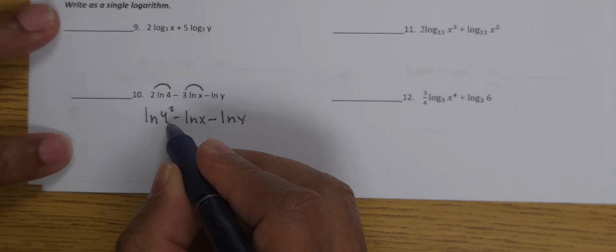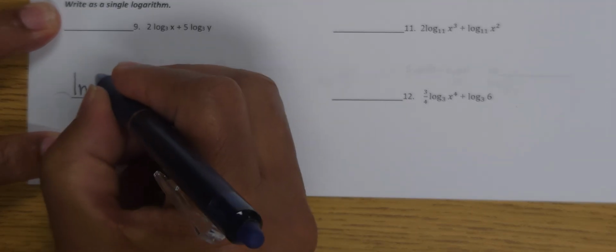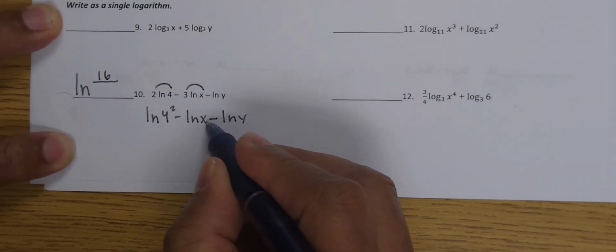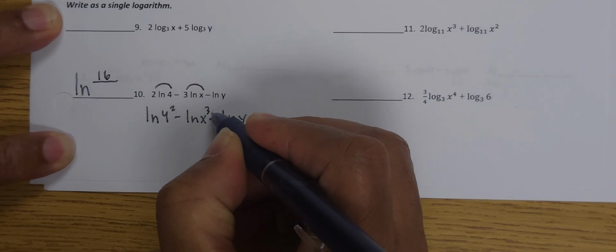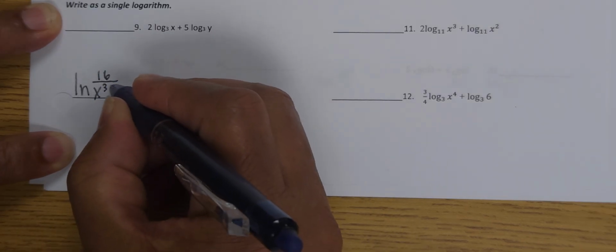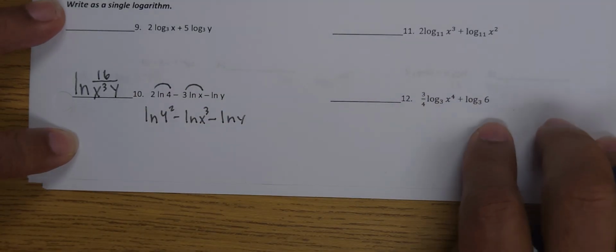Now we know that 4 squared is 16, so I'm going to condense to a single log, or natural log. So then the 16 goes in the numerator, and then the x to the third, which I forgot to apply here, goes to the denominator along with the y. Okay, so this is the answer to number 10.